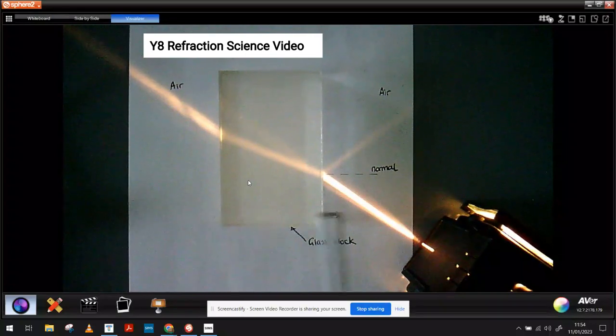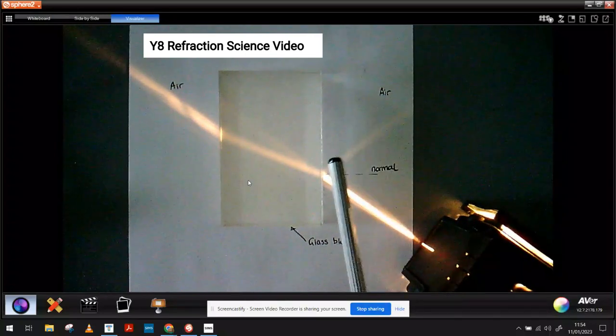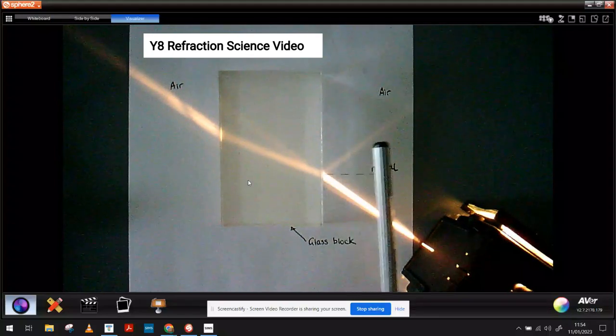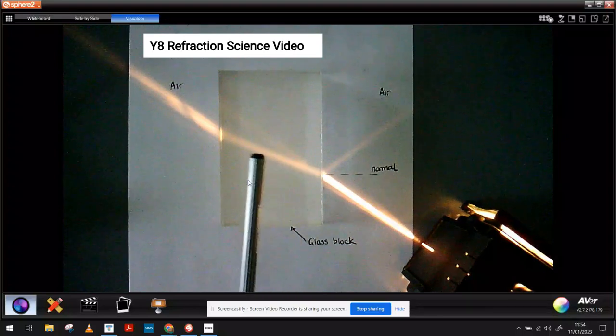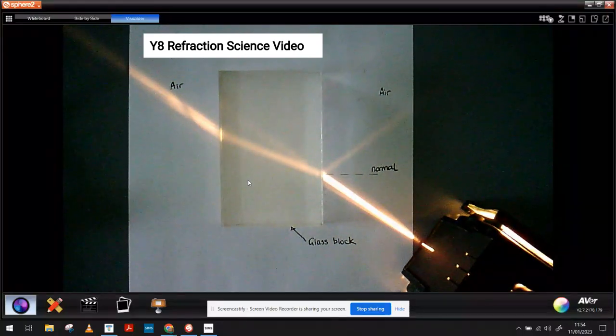And as an aside, you can also see a little bit of reflection here. You can see the light ray coming off the block here, bouncing, hitting the side and being reflected. But most of the light is refracted as it goes through the glass block. So I'm going to make a few notes, explain what's happening, and draw on the lines as we see it.